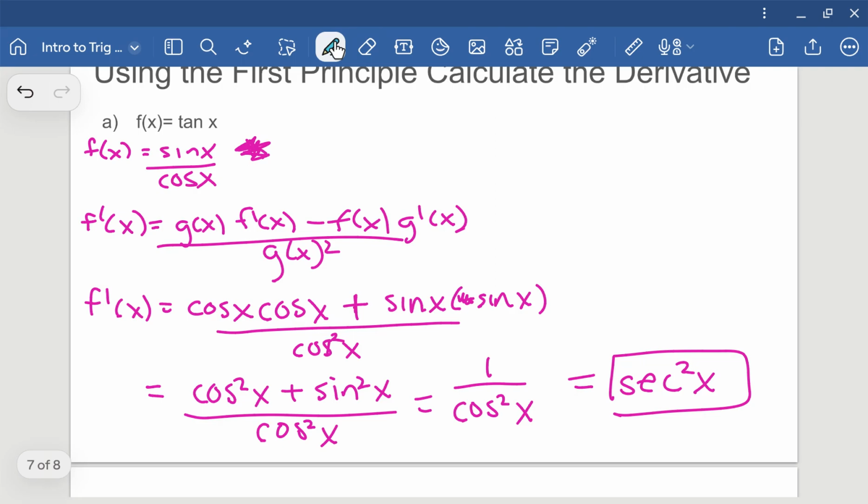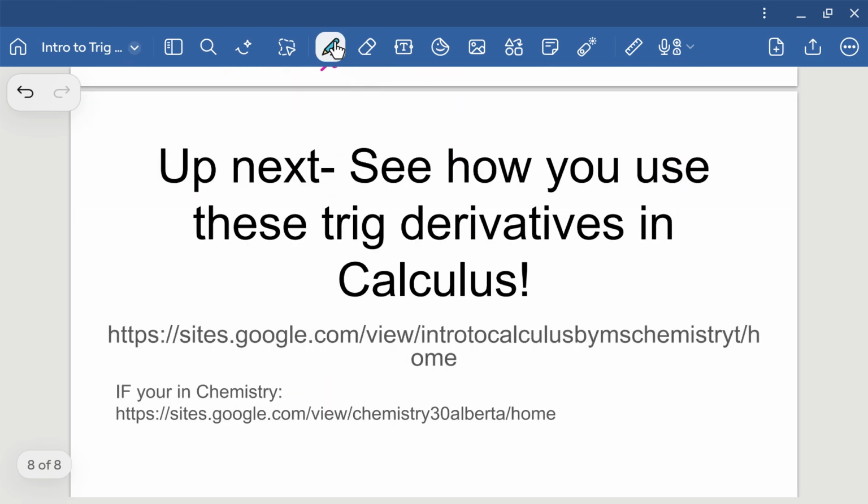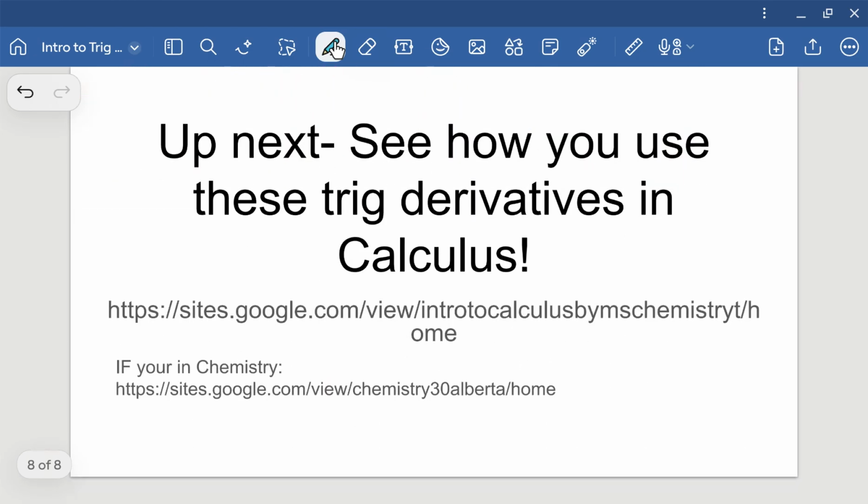So this last one that you want to remember is if you're looking at the derivative of just tan of x, then it will equal secant squared x. But if you forget, just plug it back in, use the quotient rule, and you can find it. So up next, we are going to start practicing with those trig derivatives using the product rule, the quotient rule, the power rule, all of that. But these three main derivatives you definitely want to have memorized.